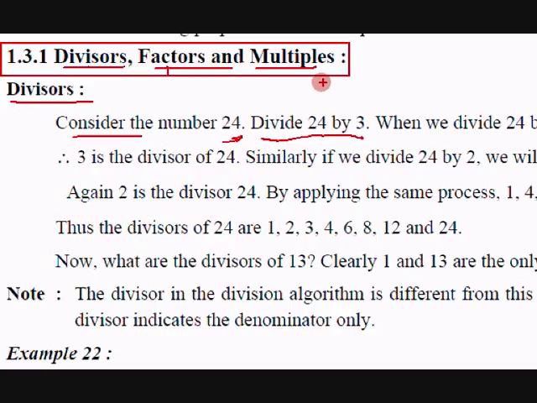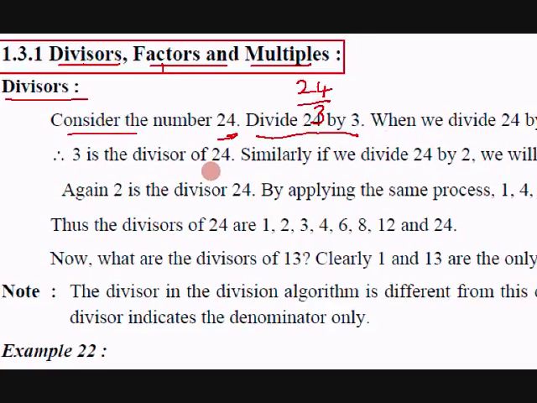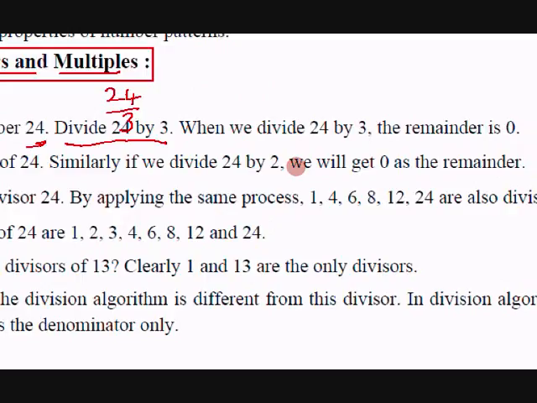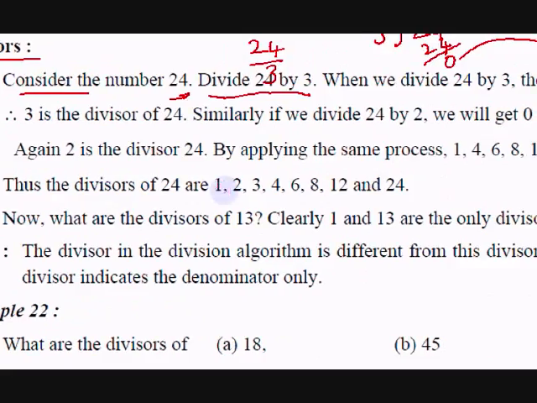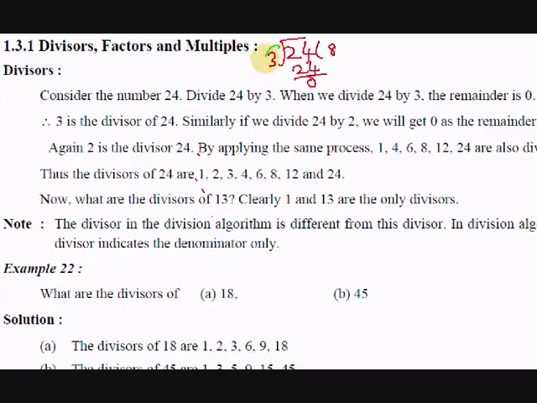Divide 24 by 3. What is dividing 24 by 3? When we divide 24 by 3, the remainder is 0. How do you divide? We remember, right? We put 24 here and 3 here. So we find 3 times 8 is 24. The remainder is 0. Therefore, 3 is a divisor of 24.